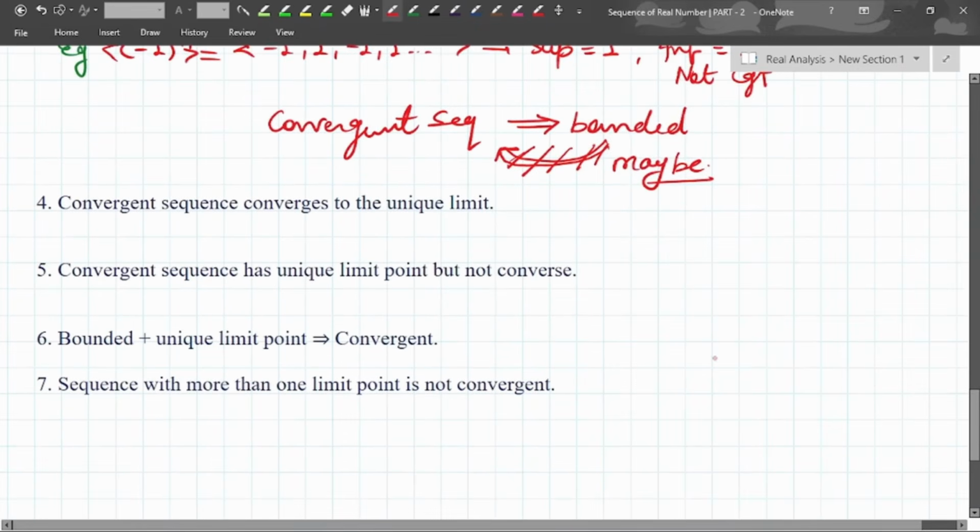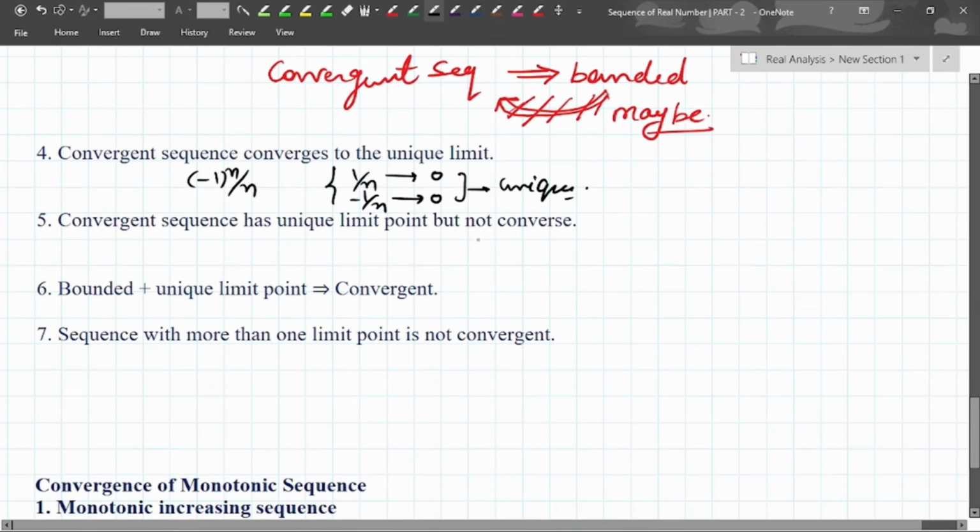Next, a convergent sequence converges to a unique limit. Of course, whatever we have seen, minus 1 power n by n, and 1 by n, the limit is 0 for both. If it is convergent, it has a unique limit. Next, a convergent sequence has a unique limit point, but the converse is not true. Converse means opposite, but the opposite is not true.